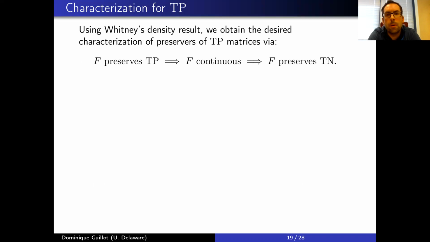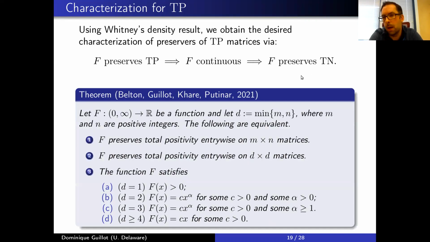Okay, so therefore, because the TP matrices are dense in Tn, we almost immediately obtain a characterization of the TP preservers now. It works as follows. If F preserves TP matrices entry-wise, it's not hard to show F must be continuous. And therefore, using the density result of Whitney, F must also preserve Tn. And then from there it's just a matter of adjusting a little bit the proof we had.